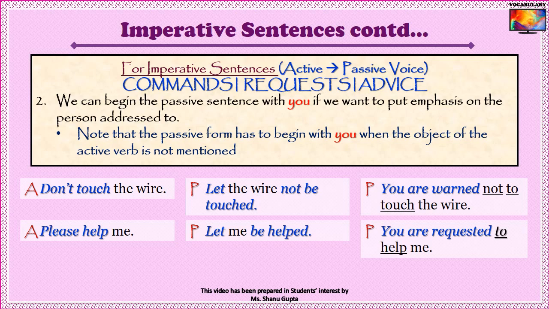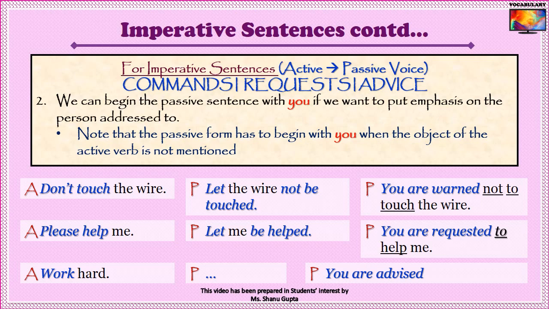A tricky one would be the imperative, work hard. There is no object in this sentence. So what do we do? We cannot form the passive with the let version, as that version requires an object. So we must use the alternate construction for the passive. You are advised to work hard.